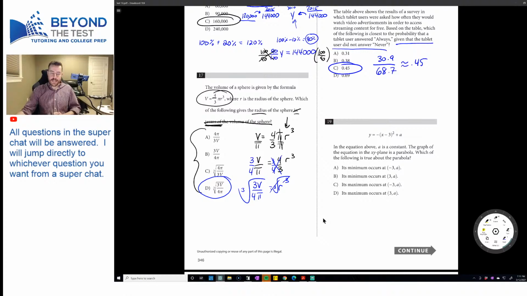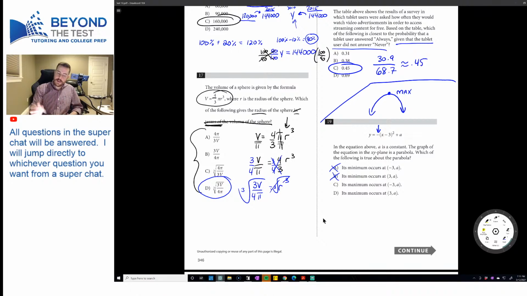All right, number 19. It says in the equation above, A is a constant. The graph of the equation in the xy plane is a parabola. Which of the following is true about the parabola? Okay, so this is going to be very simple if you know some facts about parabolas. First off, if it's negative in front, this is going to be a downward facing parabola, which means our vertex has to be a maximum here. So anywhere it says minimum is automatically going to be ruled out.